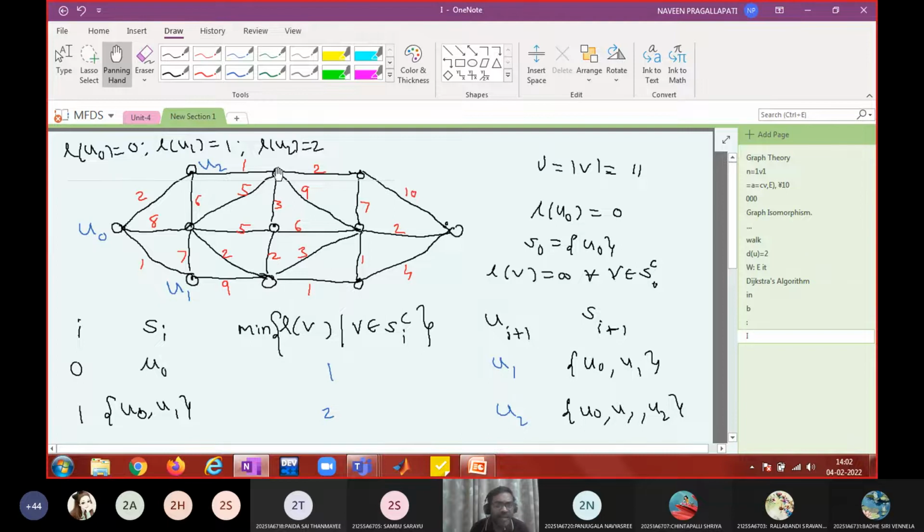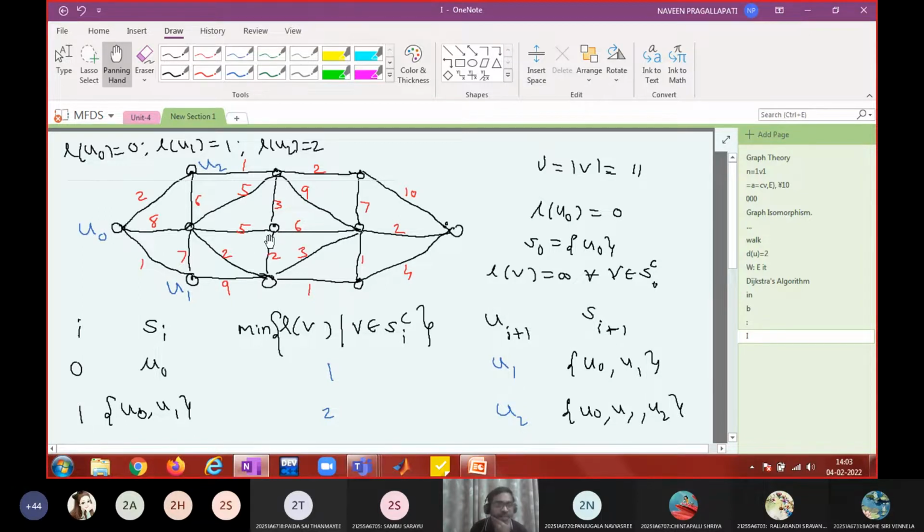If you are taking this node, it is sufficient to measure the distance from this node to u2, because the u2 distance is already the shortest distance I know. I will add that to this distance. Comparing with this node, the walk length from this node to this node is 1, and the shortest distance from u2 to u0 is already 2. So the total length to reach the source node is 2 plus 1, 3. That 3 is lesser than any other path to reach u0, and this shortest distance is 3.